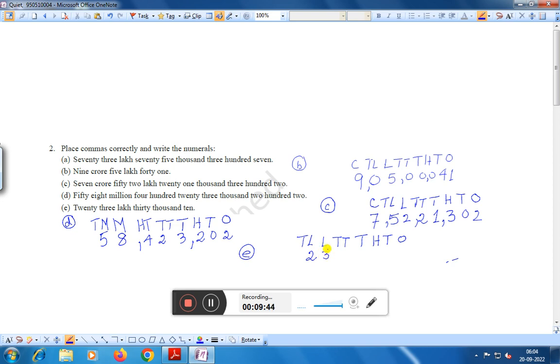23 lakh, 30,000, then 10. Now you put the commas. After 3 digits you put 1 comma, and after 2 digits you put another comma. Now this is 23,30,010, right?